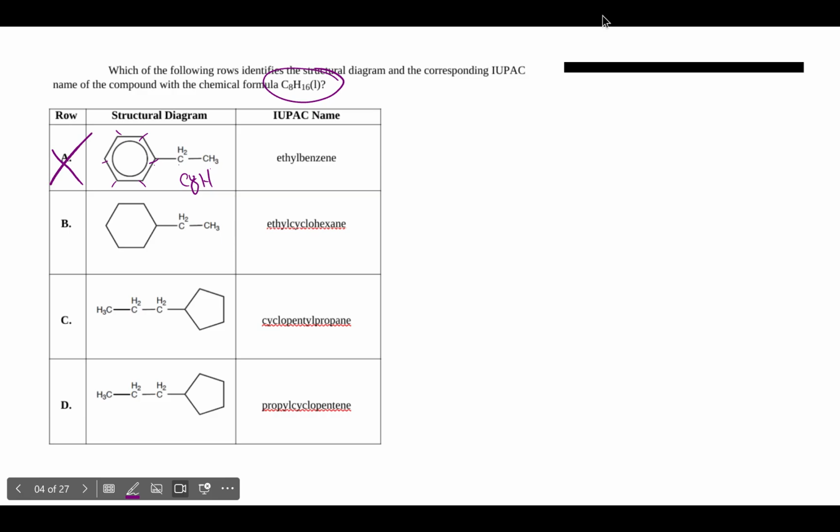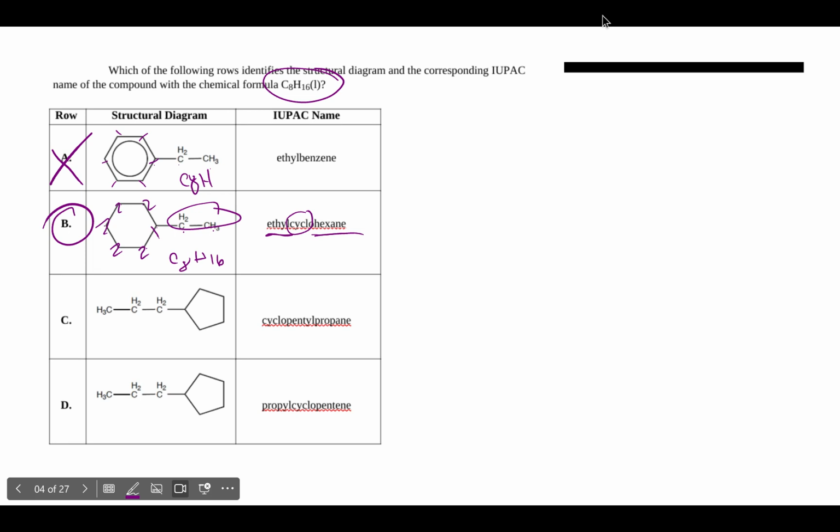Let's try the second one. So we have 1, 2, 3, 4, 5, 6, 7, 8. So you have the C8, H. This time you have 2 here, 2 here, 2 here, 2 here, 2 here, 1 here. So we can add those. So 2, 4, 6, 8, 10, 11, 12, 13, 14, 15, 16. So this looks like it's a possibility. And now let's just check the name. This is hexane because you have 6. It is cyclo because you definitely have a ring. And this is an ethyl group. So it looks like our answer is B.